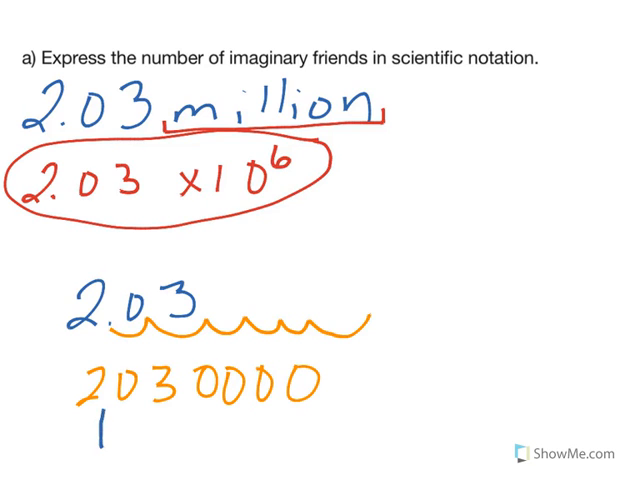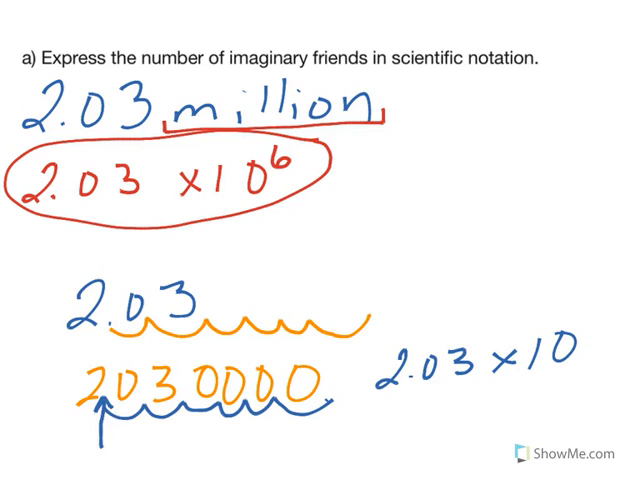Then you could have said, I know scientific notation needs to be between 1 and 10, so 2.03, and how many spots from the end to the arrow? So 1, 2, 3, 4, 5, 6. Either way, you will get 2.03 times 10 to the 6th for imaginary friends in scientific notation.